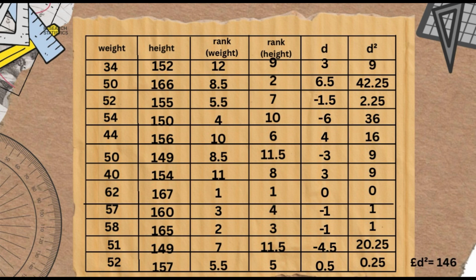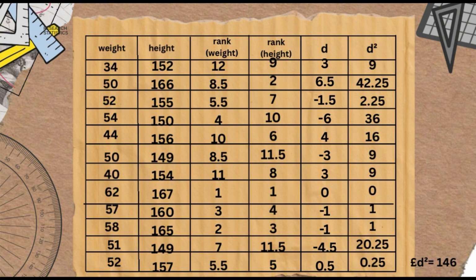So it means we rank from the highest number to the lowest number. We have 12 samples, so we rank it up to 12. As you can see in this table, rank weight number 1 is 62, and the last number, 12, which is the lowest, is 34. It is the same for the rank height. So let's proceed to the D.